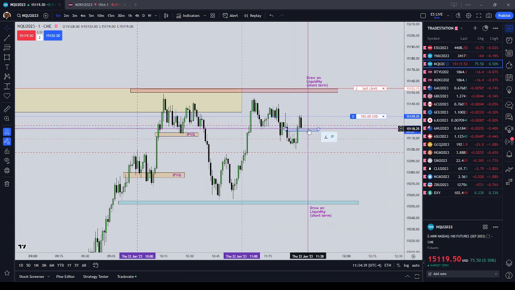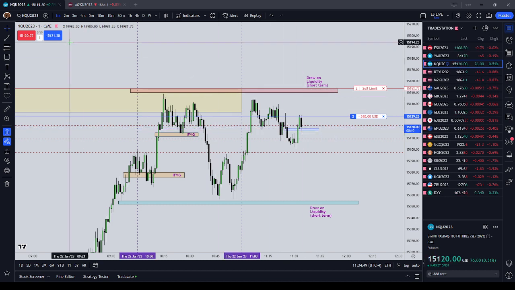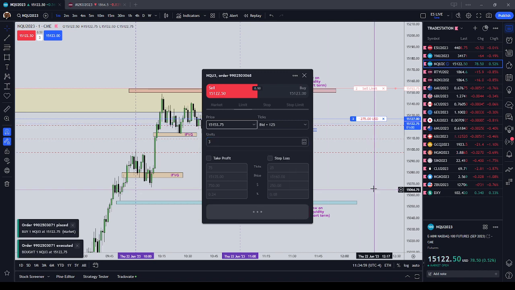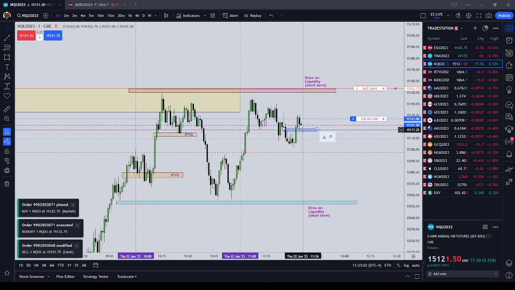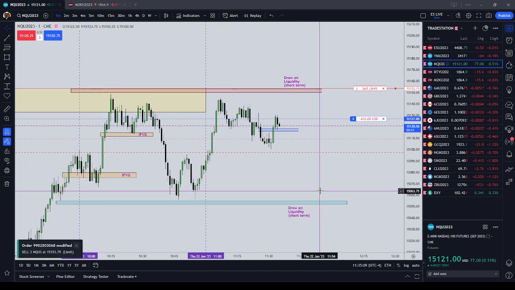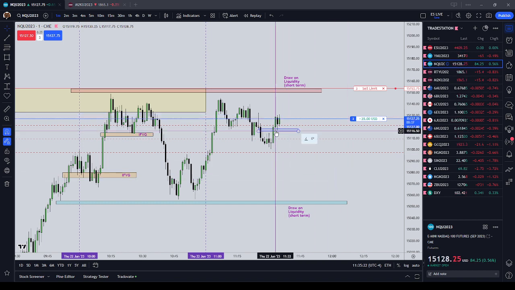Coming back down to that inverted fair value gap. Let's see if it respects it. If it does, I'm going to add on a contract. And add on one. Looks like it did respect it. Came down to it again and bounced. Okay. So this little separation here that we saw does look like price wants to respect that.